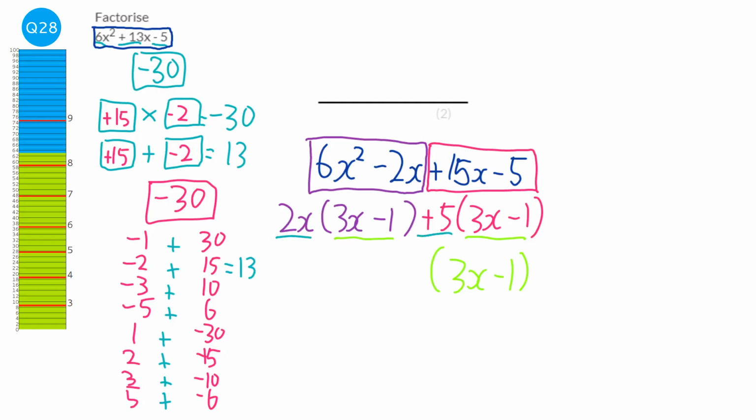And we get the 2x and the +5 together. So 2x plus 5, we put them together. So in total, we have the first bracket, which is 2x plus 5, and the second bracket, which is 3x minus 1. And actually, the brackets can be either way around.